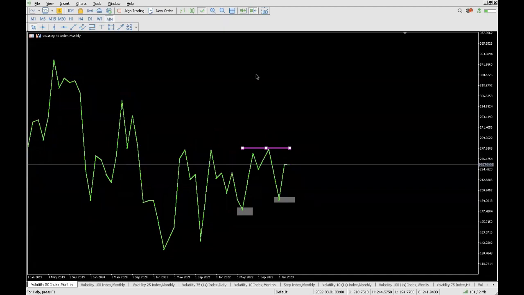If you go to the line graph, you can clearly see, all right? So we have this high here. This is all one high. The market failed to break this high, okay? And then we had a low, and then we have a higher low.